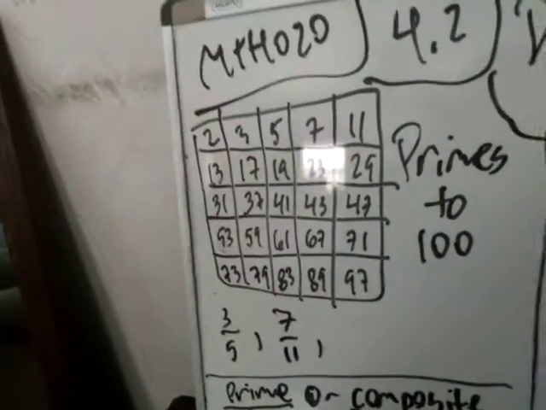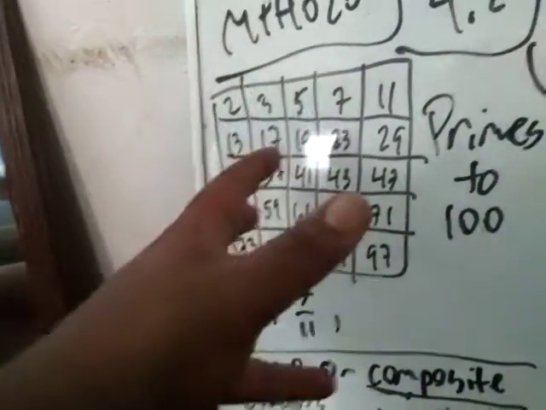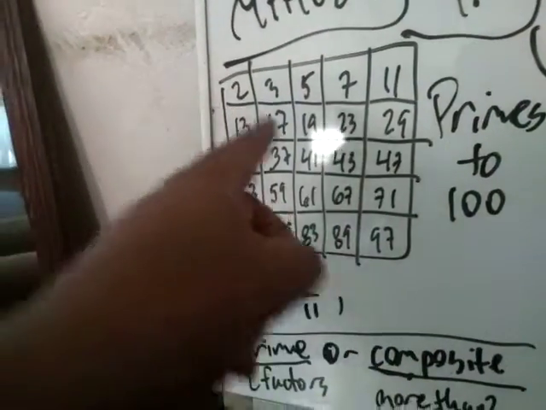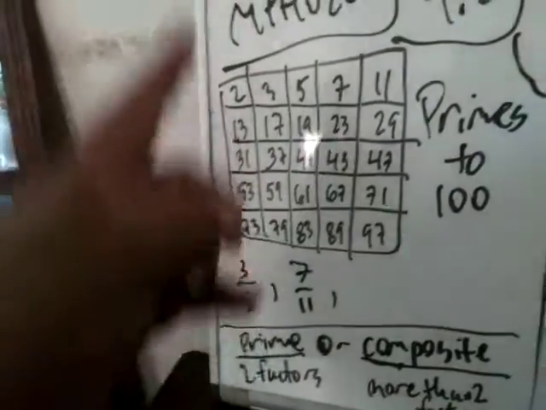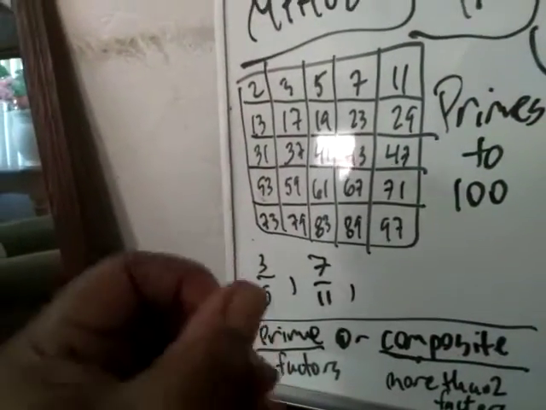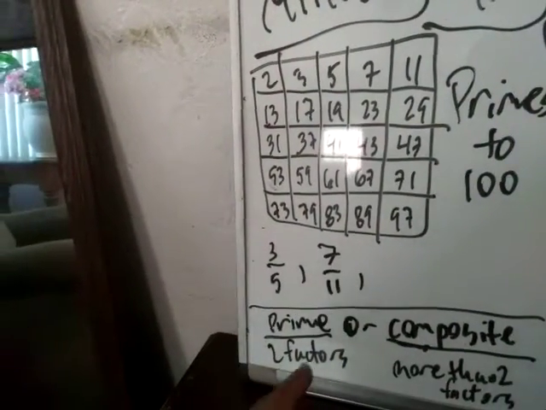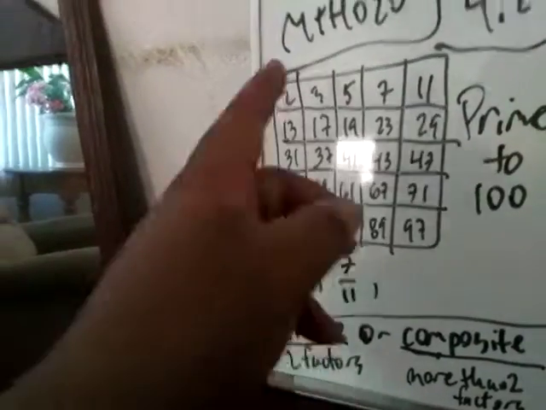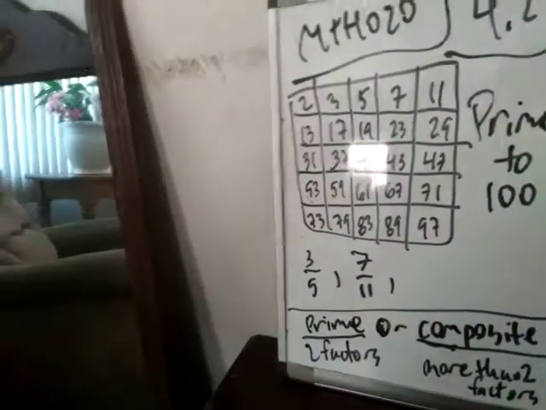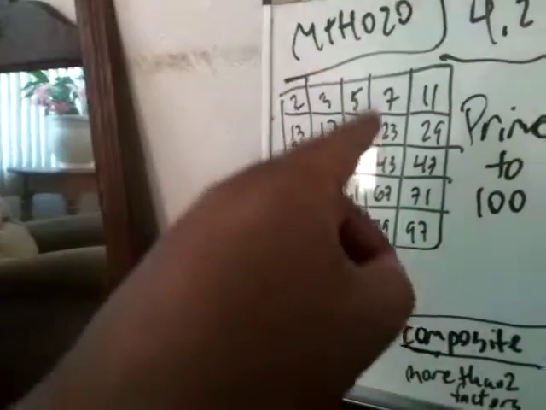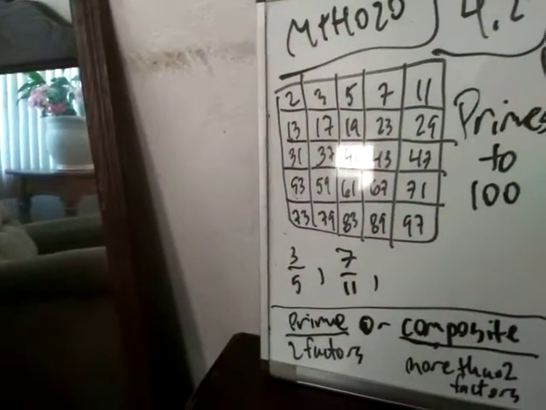These are your primes to 100. So every number in this chart is a prime, and they go all the way up from 2 to 100. What is a prime? Well, it's a whole number greater than 1 that only has two factors, 1 and the number itself. So you can only say 2 times 1, 3 times 1, 5 times 1, 7 times 1. There are no other factors that will give you that number other than 1 and the number itself.